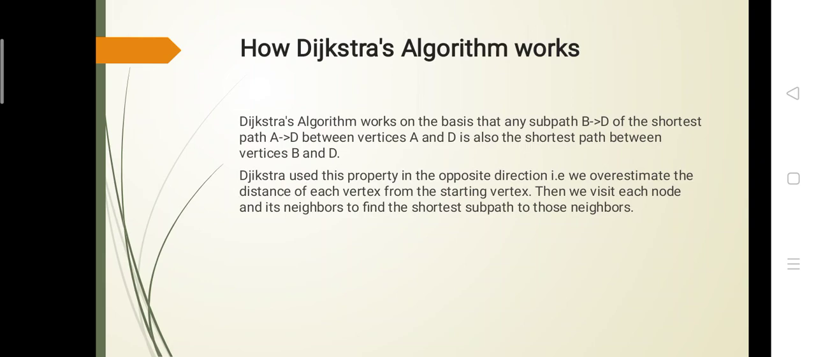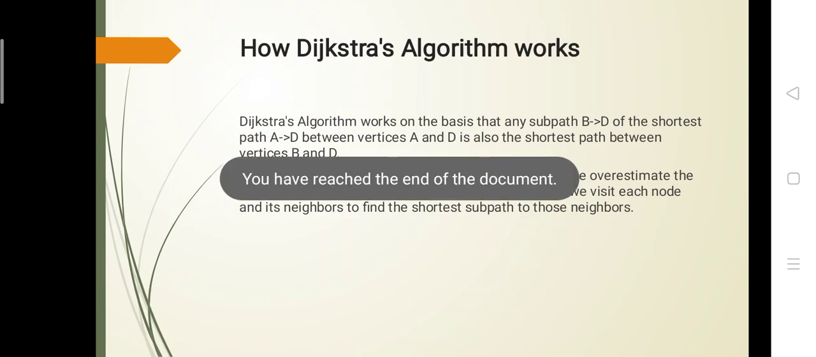We overestimate the distance of each vertex from the starting vertex. Then we visit each node and its neighbors to find the shortest path to those neighbors. ये algorithm ऐसे काम करता है.